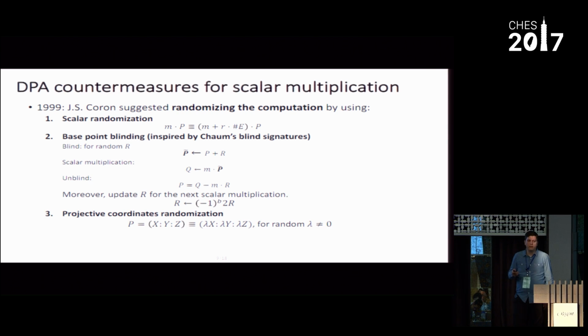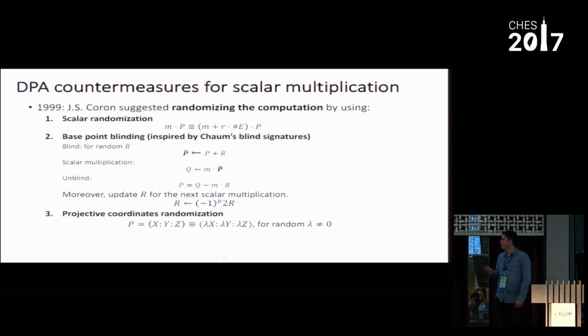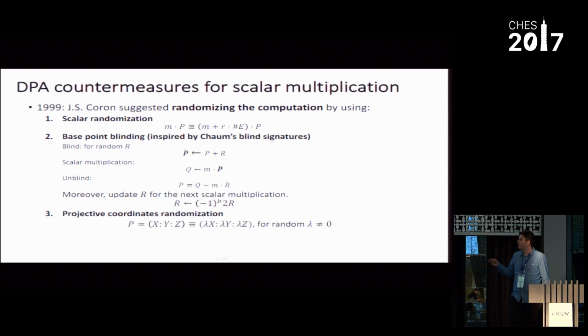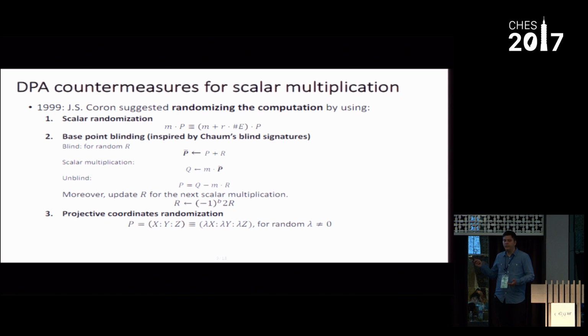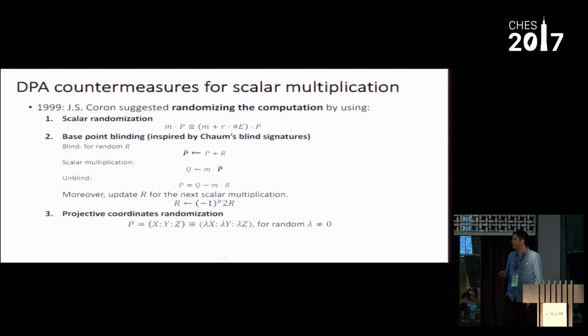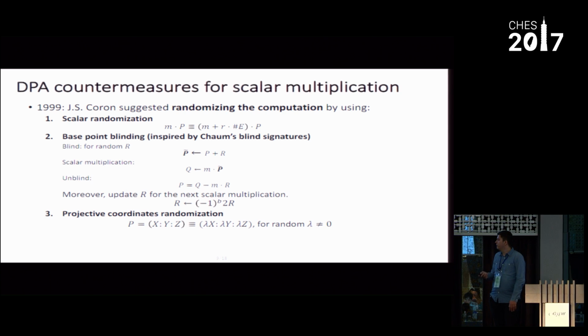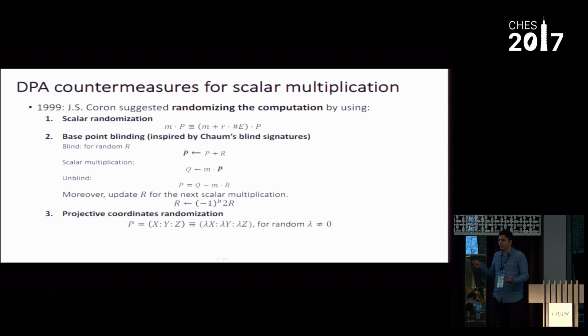And the third countermeasure for this operation is projective coordinate randomization. We could always randomize the coordinates of the point P by multiplying by a random coefficient lambda. If lambda is non-zero, this point will always be the point P. It's just a scaling of the point. In projective coordinates, we have the same point. So this was the third countermeasure suggested by Coron.